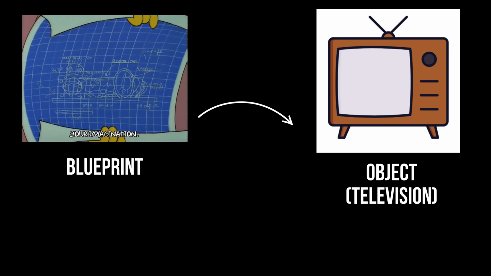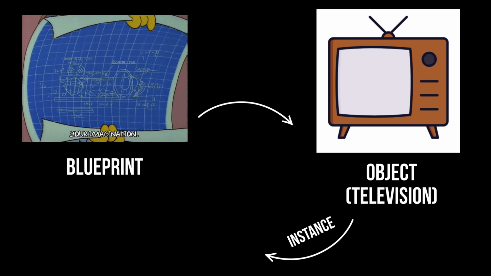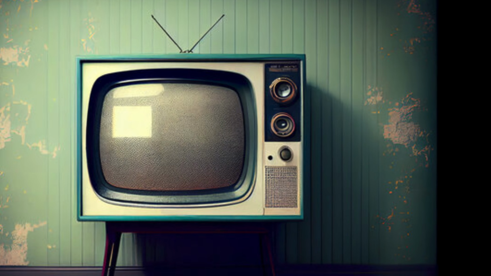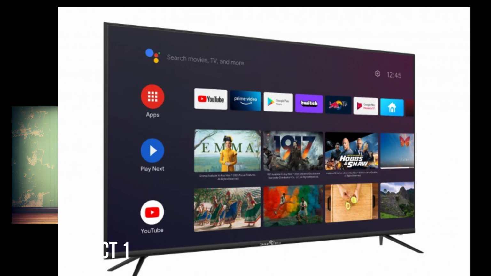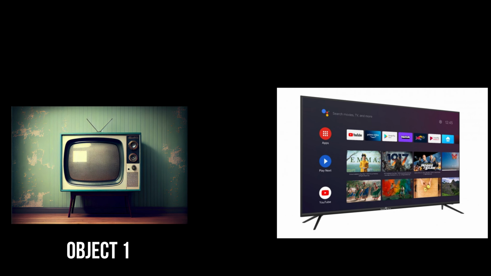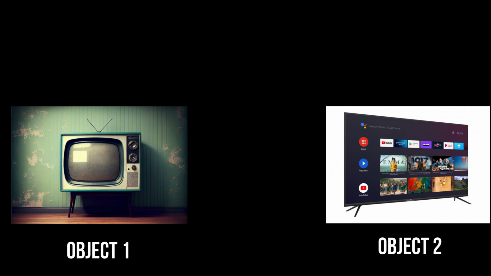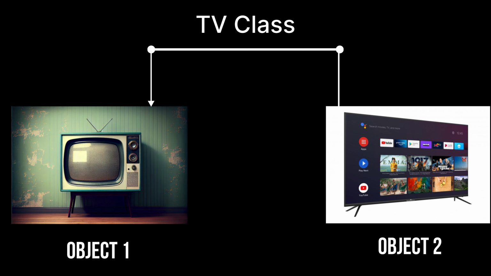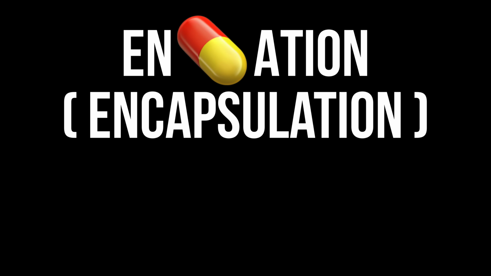Now using this blueprint, we create objects or real televisions. Each TV is an instance of the television class. Here's Bob's old TV, which is object 1, a classic retro TV. And here's Lucy's new fancy TV, which is a 65-inch 4K smart TV. Both are objects, but they come from the same blueprint class. Cool, right? Next we have encapsulation.